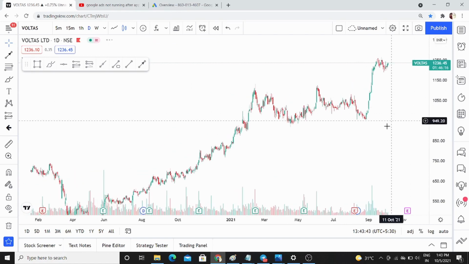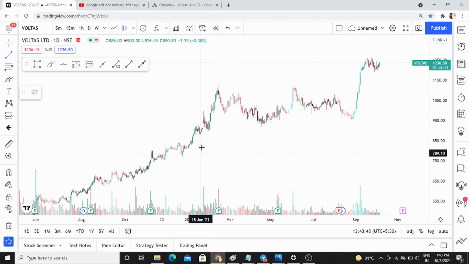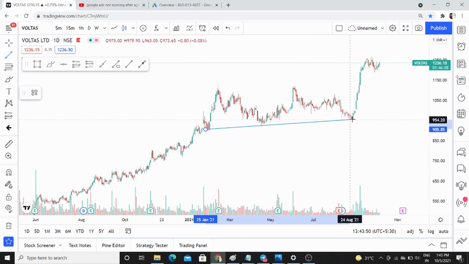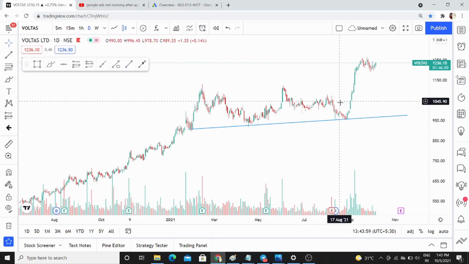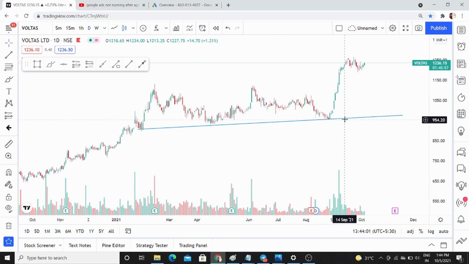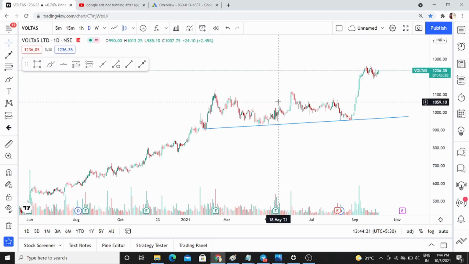This is Voltas. Voltas gave an opportunity a few weeks before. Look at this chart. It made the first swing, then completed its second swing, showed some bullish significance here, this bullish candle, and then moved up. Okay. In this way, you need to find such structures.